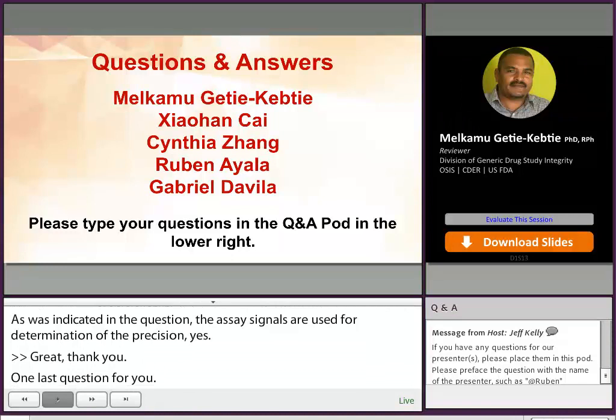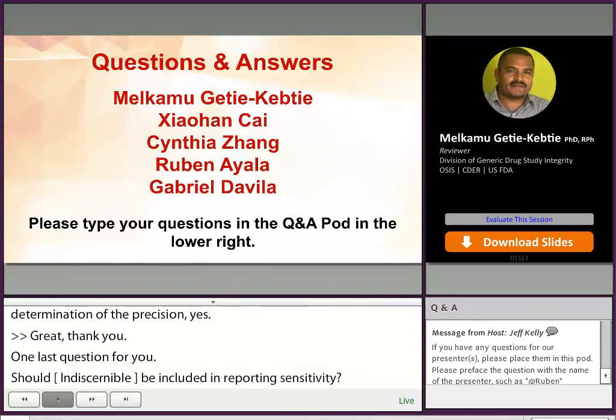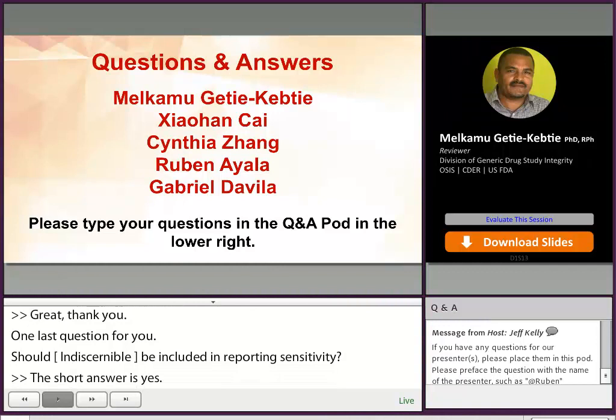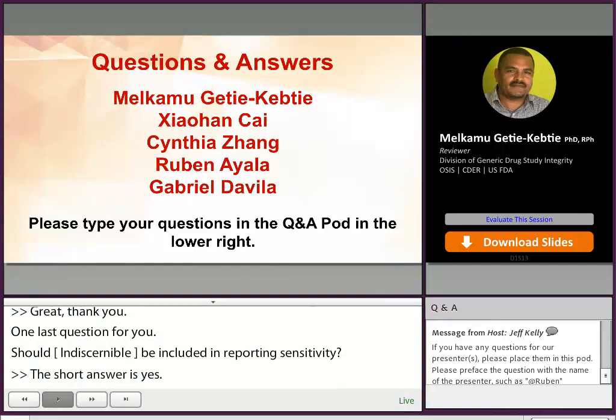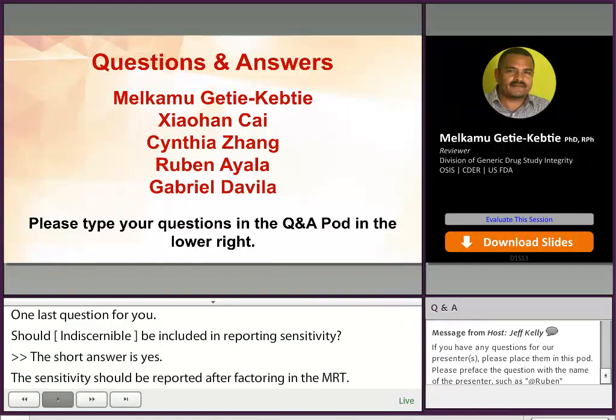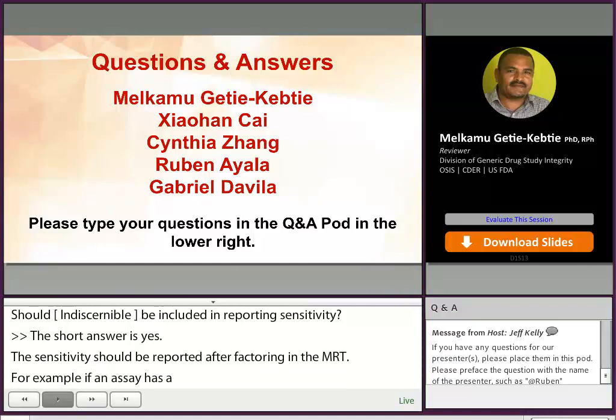The short answer is yes. Assay sensitivity should be reported after factoring in the MRD. For example, if an assay has a sensitivity of 10 nanogram per milliliter, I'm just giving an example, with an MRD of 10, then your sensitivity will be 10 times 10, which is 100 nanogram per milliliter.